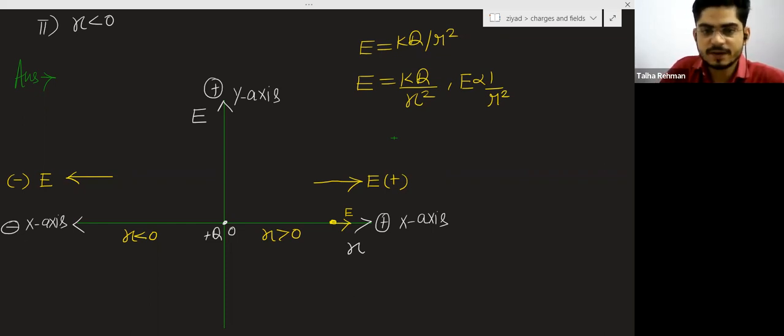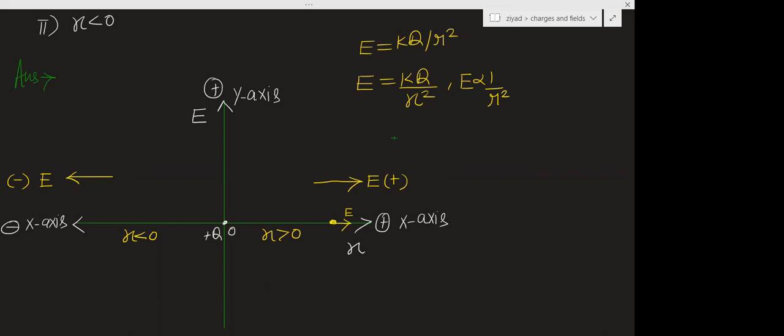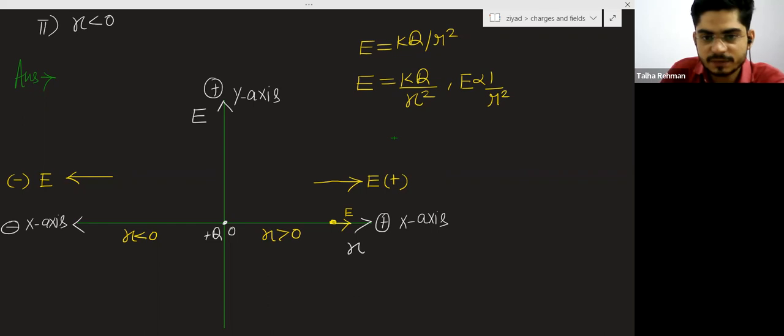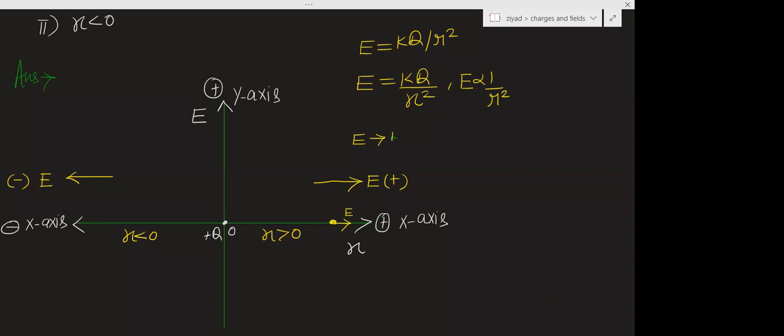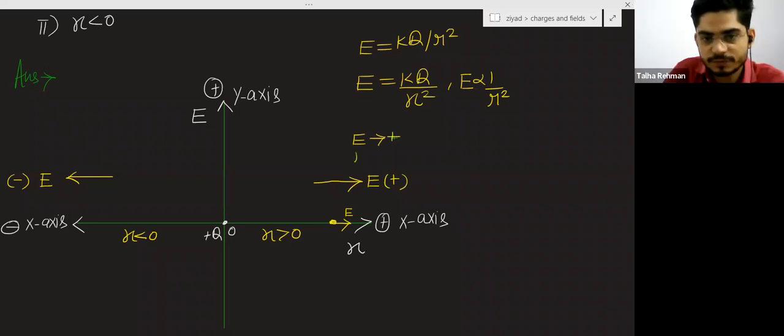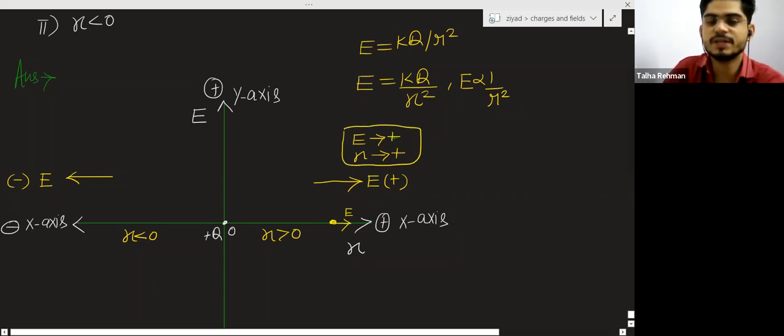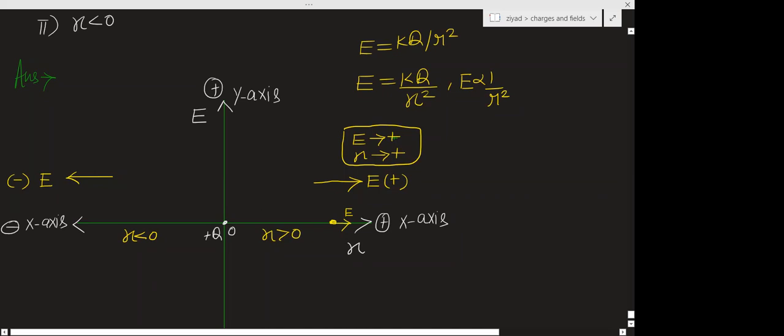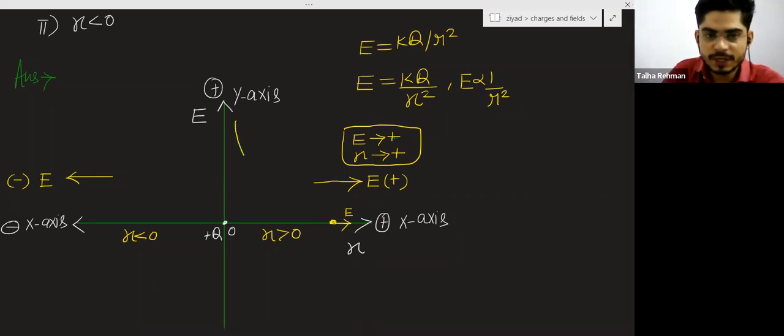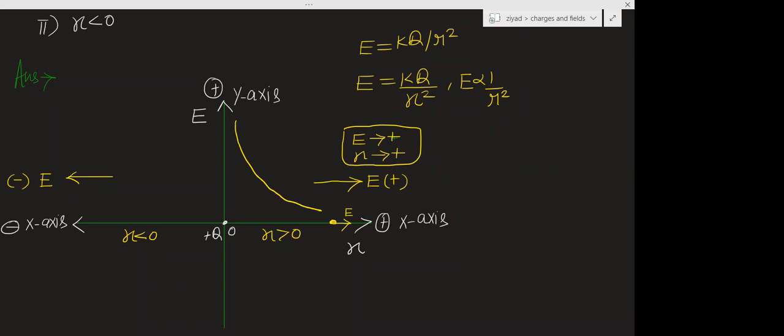So in this quadrant, this is the first quadrant, then second, third and fourth quadrant. We have electric field positive on the y-axis, and distance x is also positive. These both are positive in the first quadrant only. So electric field will be positive and distance is also positive, and you will draw the graph like this. We have already discussed this graph.